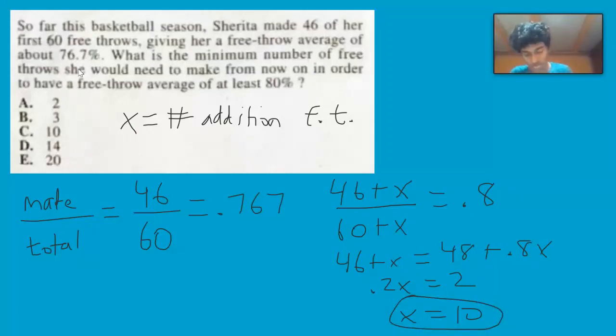which is choice C. So if Sharita makes 10 more free throws, then instead of making 46 out of 60, she would have made 56 out of 70, right? And 56 out of 70 is 80%, which is what we are trying to solve for. So therefore, our answer to this question is C, 10.